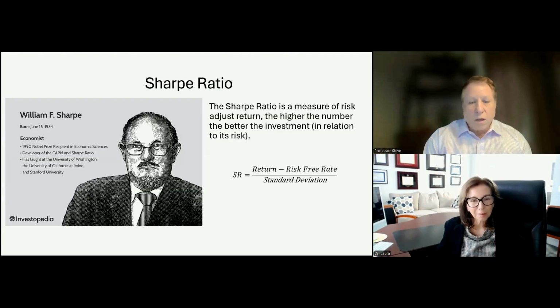The Sharpe ratio is how much return you are getting above the Treasury bill rate in relation to how much risk you're taking, which we just identified as the standard deviation.